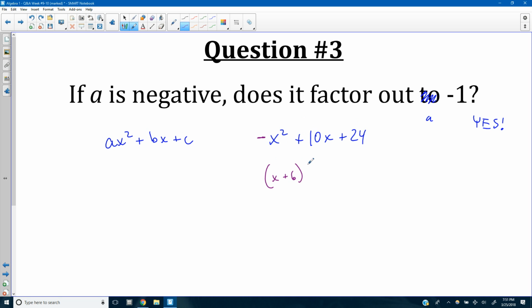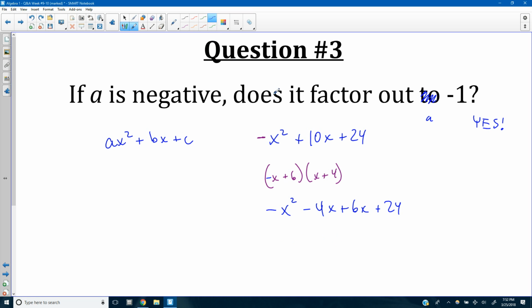That doesn't just become x plus 6 times x plus 4. Now I know what you're thinking: oh, we got to make one of our x's negative. No. See, if you do this, what happens when you FOIL this out? Yes, it's a negative x squared, but then you get a minus 4x, a negative x times 4, and then a plus 6x plus 24. This becomes negative x squared plus 2x plus 24. So not the same thing.